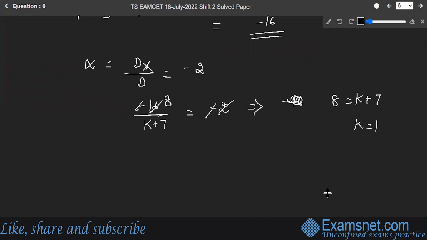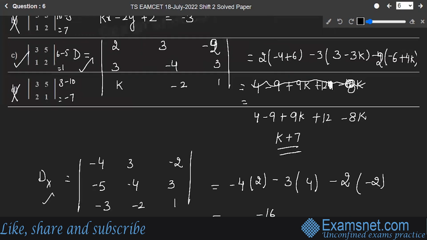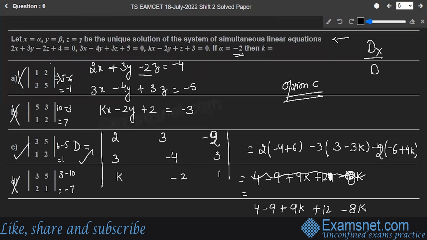So solving this, we got the value of k as 1. But k equal to 1 is not given in the options. So I checked out each and every option once to see which option is giving you the determinant as 1. And option C was the only one to give me the determinant as 1. Therefore, this is the answer. Hope you understood this. Let's move to the next question.